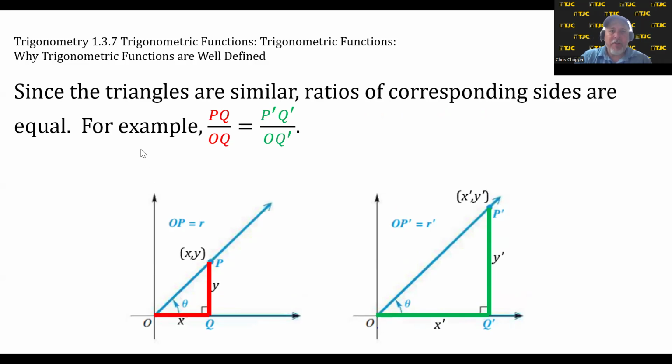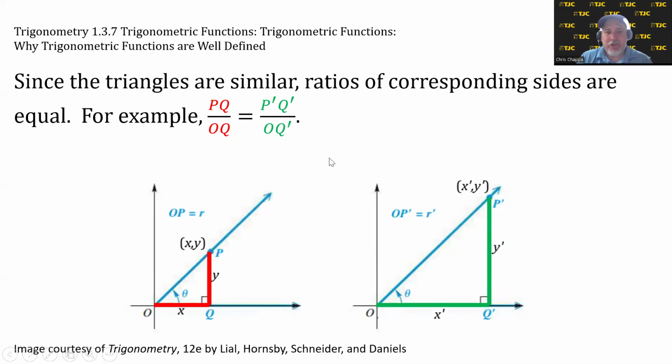Now, since the triangles are similar, ratios of corresponding sides are equal. For example, if we took the ratio of PQ over OQ in the red triangle, it would equal the ratio of P prime Q prime over OQ prime in the green triangle. Normally, when we form these ratios, we pick one value from the left compared to the corresponding value on the right, but we can also form ratios within an individual triangle and form the similar ratio in the other triangle.